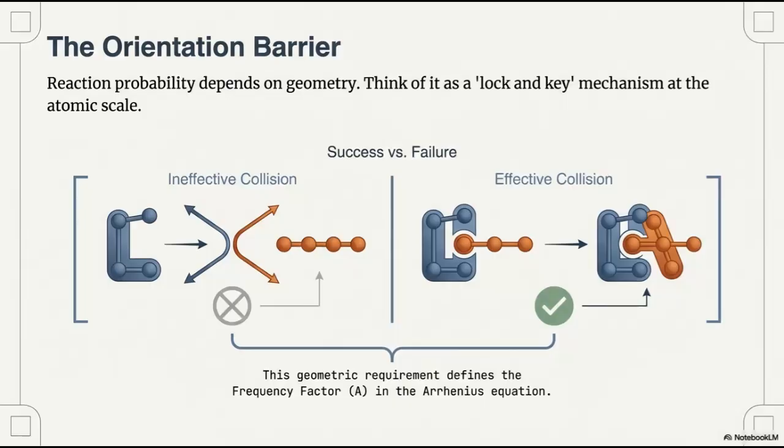So if we look at orientation a little further, it's like a lock and key mechanism. If it doesn't have the correct orientation, the reaction will not take place. Only when that orientation is perfect, that reaction takes place. And this is taken into account in the constant of the Arrhenius equation, which we'll see in a little bit.